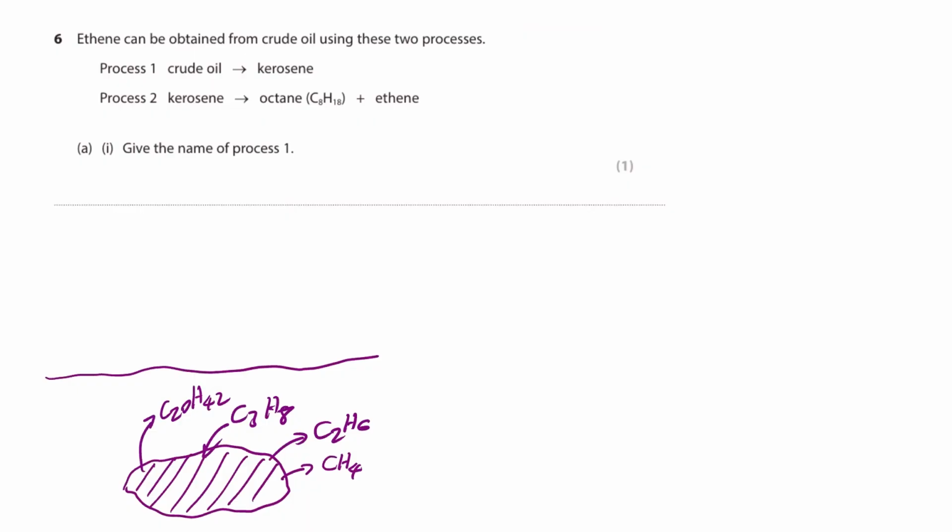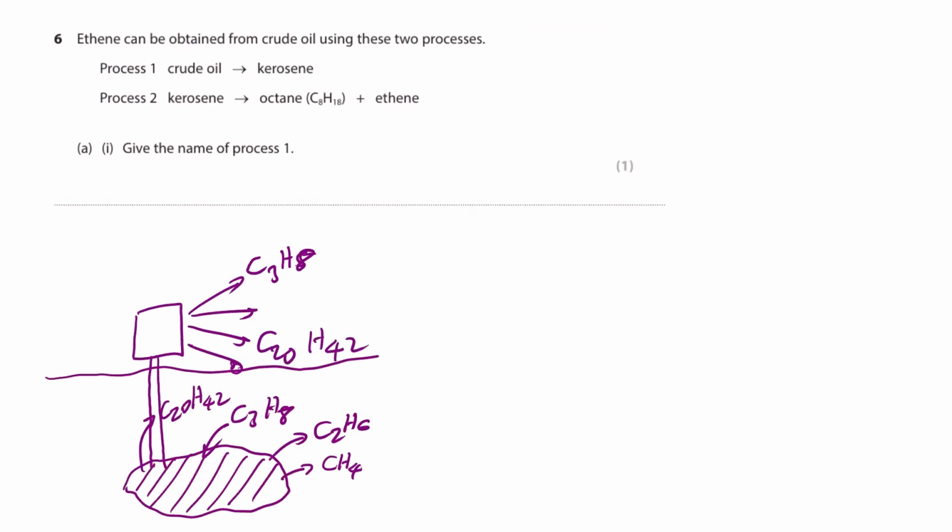Then what we do is we drill them. After we drill them, we take this one out. That's what we call crude oil. Crude oil means it's a mixture of all these molecules. Then we have to separate them based on the size of the molecule, because when the size of the molecule changes, how we can use them also changes. That separation process, we call it fractional distillation.